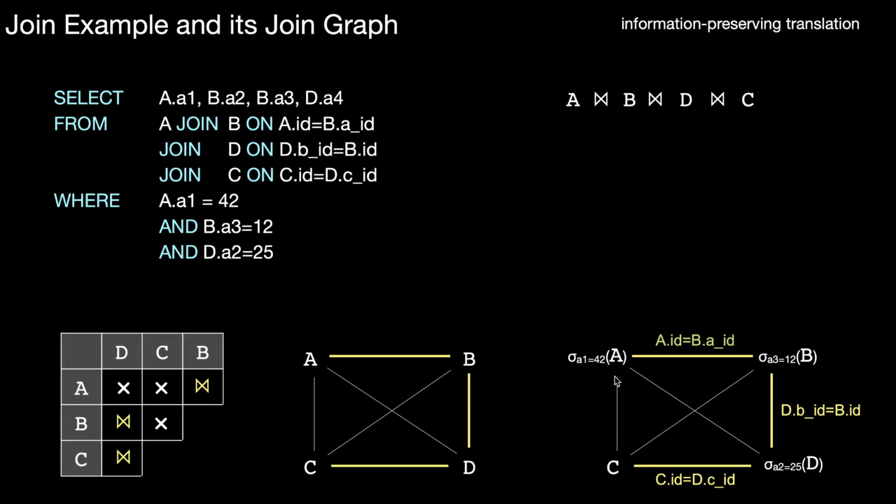And in addition to that, you also annotate the graph with filter conditions that only apply for a specific relation. So in this case, we have a filter A1 equals 42. That's here in the SQL statement. Should we write it down in this query graph directly?